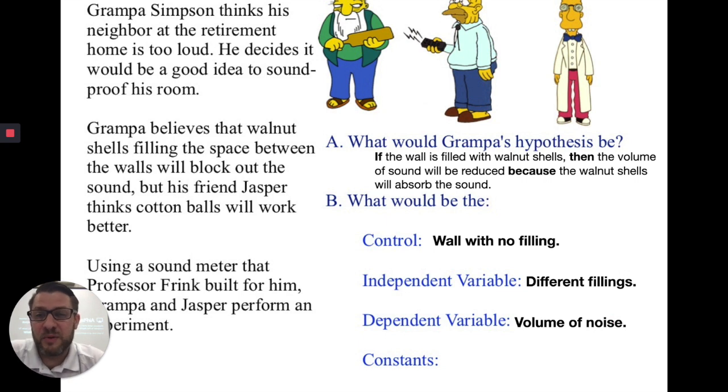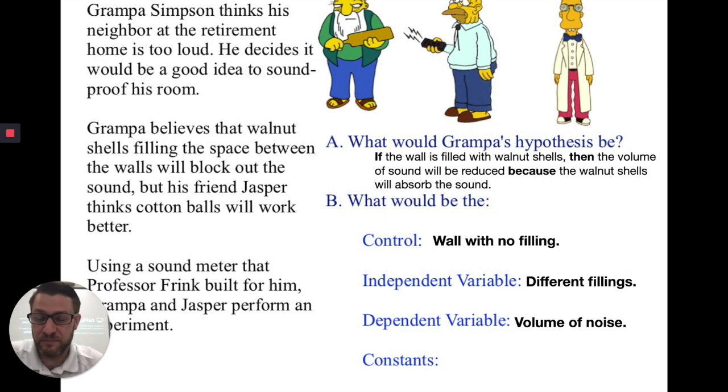Finally, for this experiment, we need to think about what all the constants are. What things need to stay the same between each test? First of all, we want to make sure that we're using the same wall. It sounds kind of weird, but if you fill one wall with walnut shells and a different wall with cotton balls, you could have two different types of sounds coming through different walls, so that's going to throw off your results.